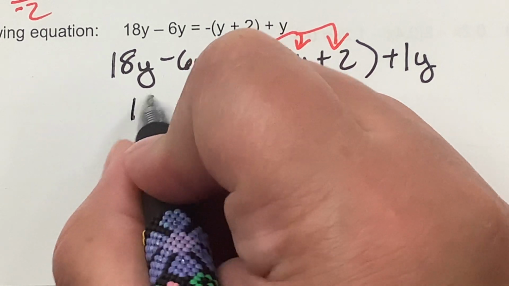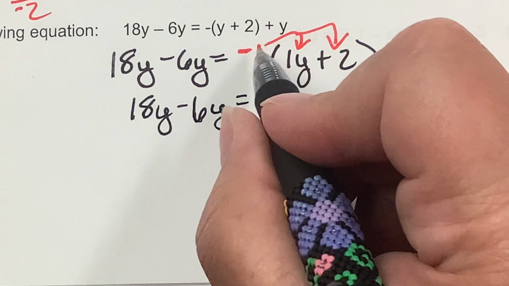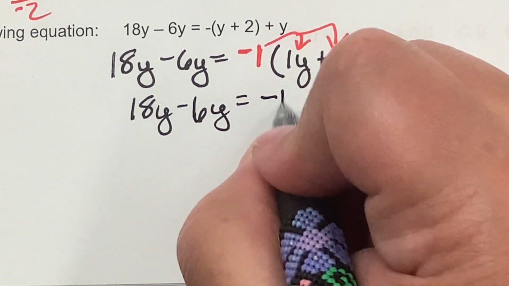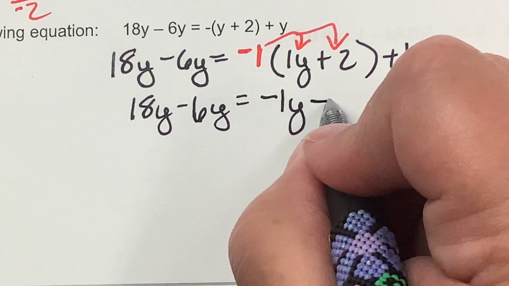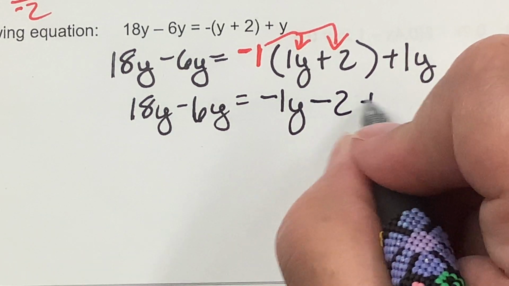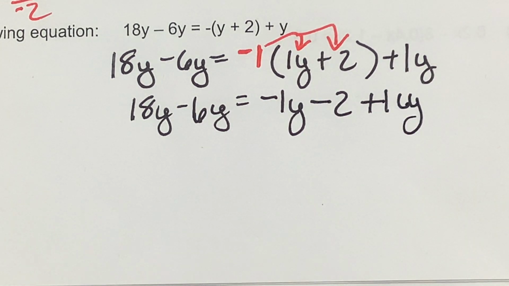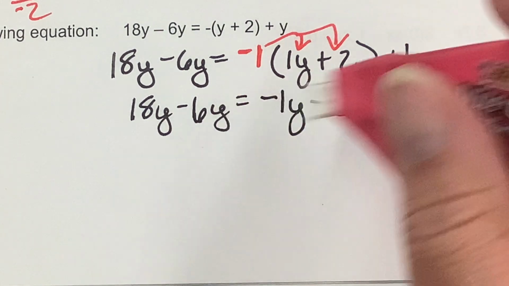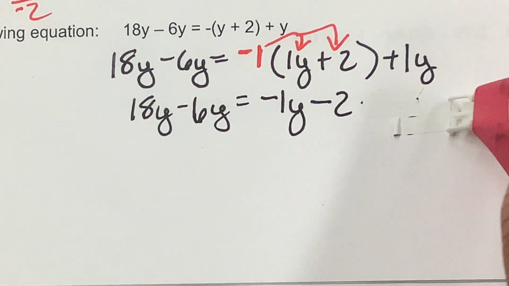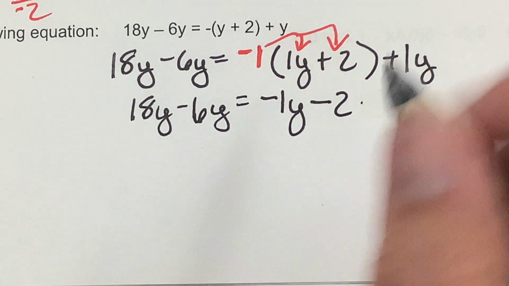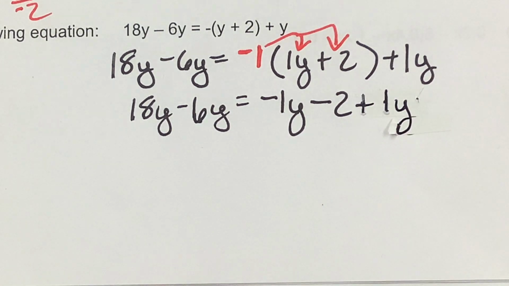18y minus 6y equals, negative times positive is negative 1y, negative times positive, negative 2 plus 1y. Well, that's the weirdest looking 1y. It's a good thing I have my white out here to fix anything stupid looking. Ugh, well, not nice to say it that way, but no, here we go. Plus 1y.